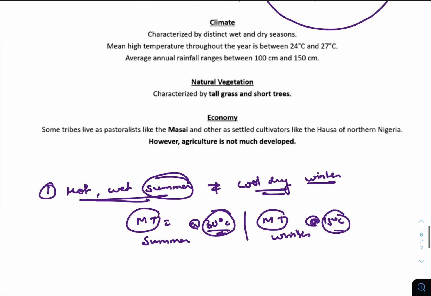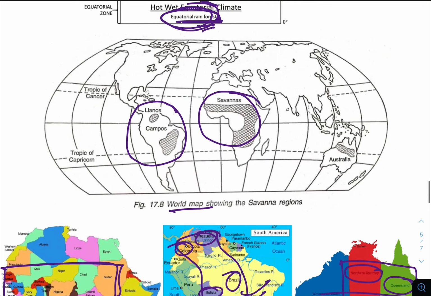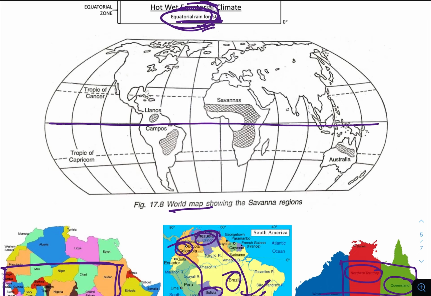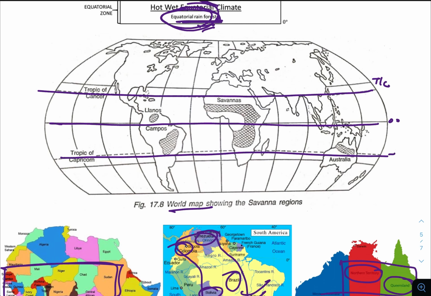Now if we are considering this map, and if you are talking about the northern hemisphere, this is the northern hemisphere, this is 0 degrees, and this is the Tropic of Cancer. This is the Tropic of Cancer, and this is the Tropic of Capricorn.